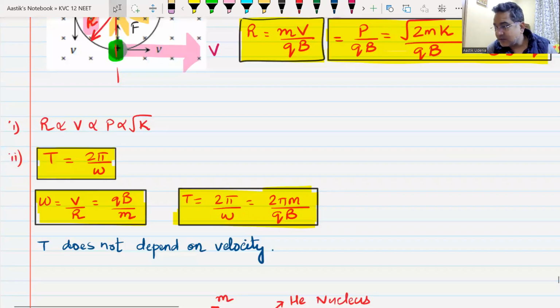Whenever we have the case of uniform circular motion, we have to think about the radius of the path, the time period, and omega. Radius of the path was mv by qB, as you can see on your screens. Omega is qB by m. Time period is 2 pi by omega, which becomes 2 pi m by qB. This time period does not depend on the velocity or the speed of the particle.